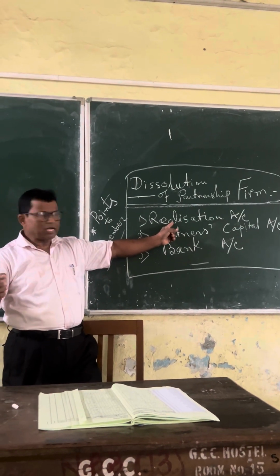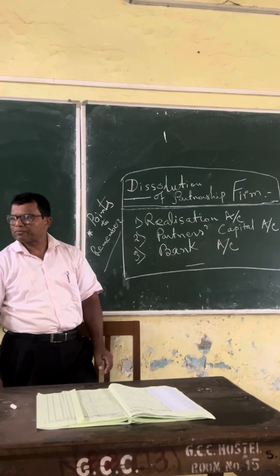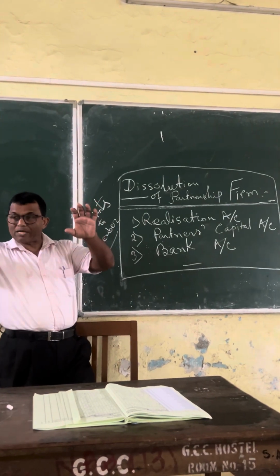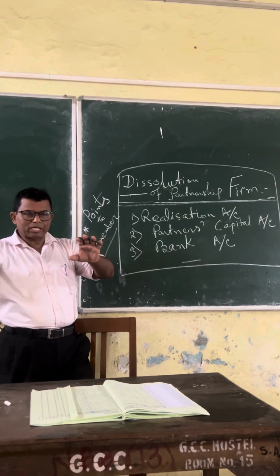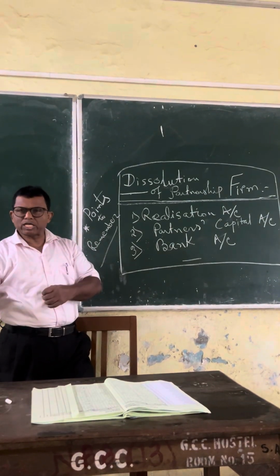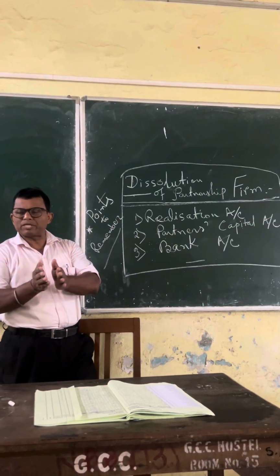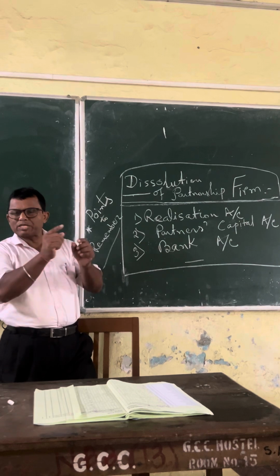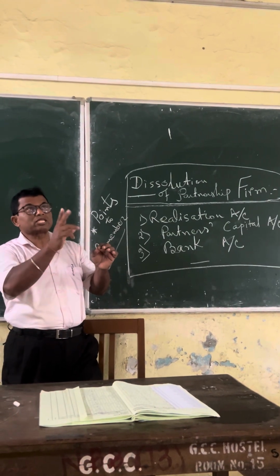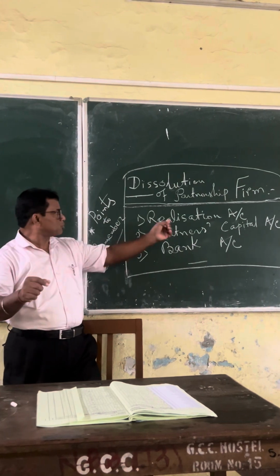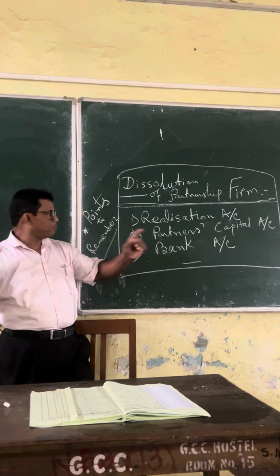And suppose in the balance sheet, on the left hand side there is bank overdraft. You put it in the bank account "by balance b/d", because it is credit. Bank overdraft in the bank account. And the assets of the balance sheet, all assets will come to the debit side of the realization account. But suppose on the asset side there is cash, it will not come to the realization account. It will be deposited into bank. You have already made the bank account.